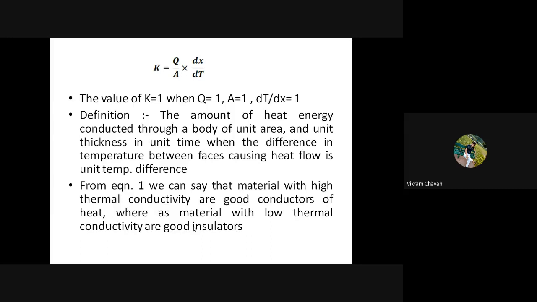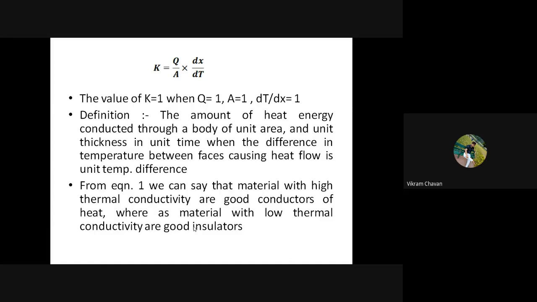So it is a property of a substance and it will not change. But it changes with respect to temperature, and depends on the microstructure and the impurities present in that particular substance. As we have discussed, if you are adding impurities to a base metal, then its thermal conductivity goes on decreasing.